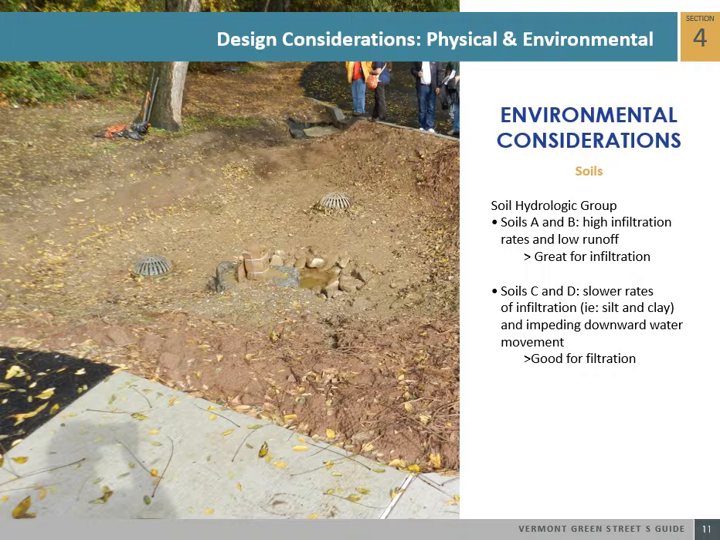Planting trees, shrubs, and other plant material with extensive root systems can help loosen tight soils, provide more infiltration capacity and capillary storage space, and allow for greater evapotranspiration of water. Green street designs in groups C and D soils can also incorporate additional draining components, such as underdrains, to account for the limited infiltration capacity of the native material.